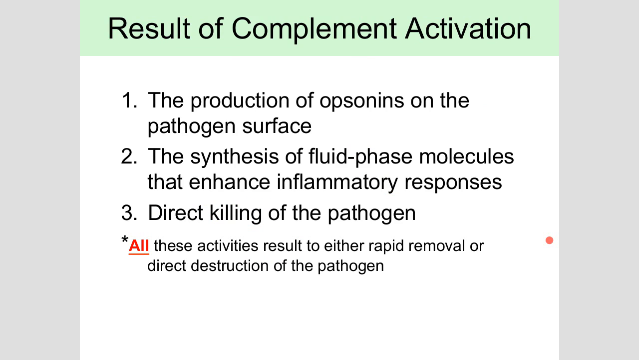Now, the three things that I said at the end of the figure: production of opsonin, synthesis of fluid phase molecules, which are C3a and C5a, and the direct killing of the pathogens. But you also have to keep in mind that these activities result in either rapid removal or direct destruction of the pathogens. So they are pretty fast. They are going to go for the kill of bacteria pretty fast.